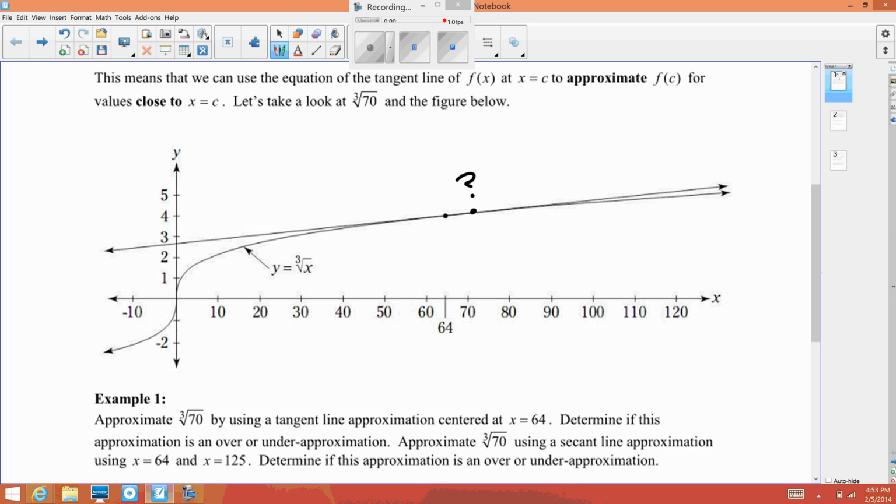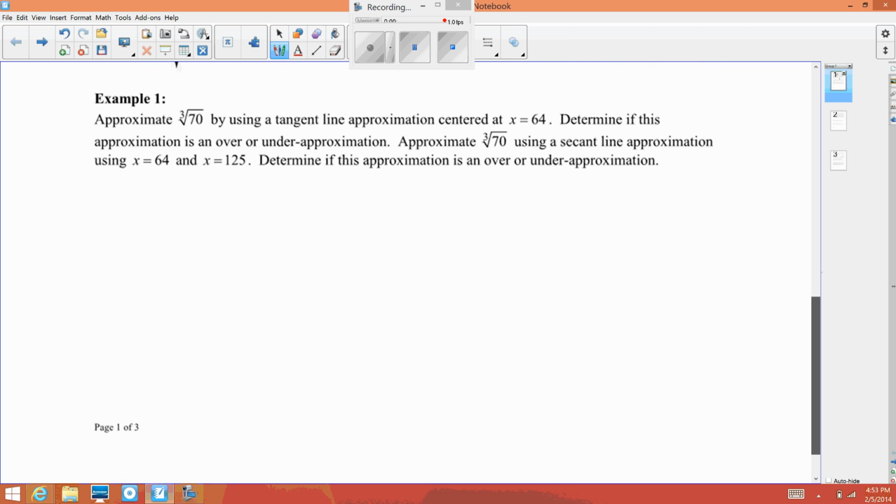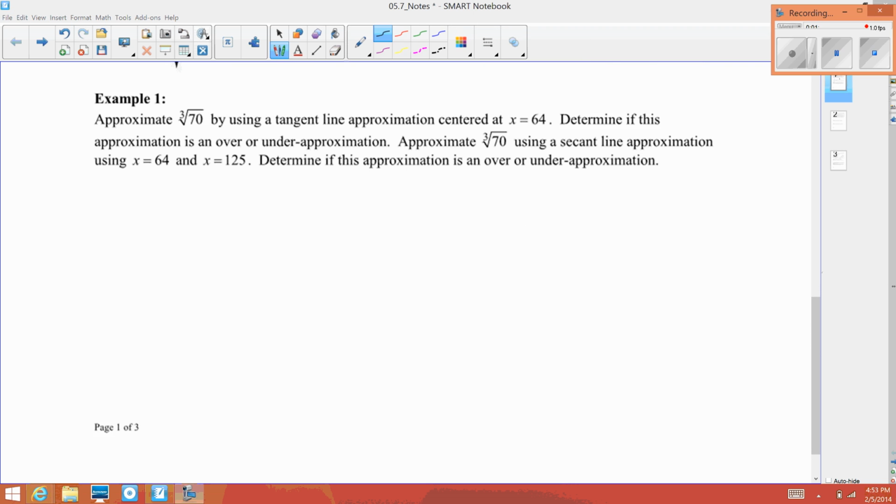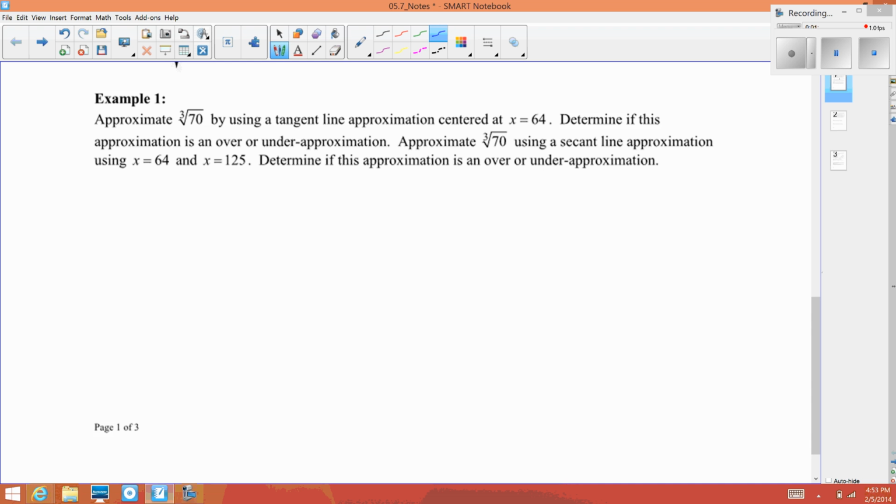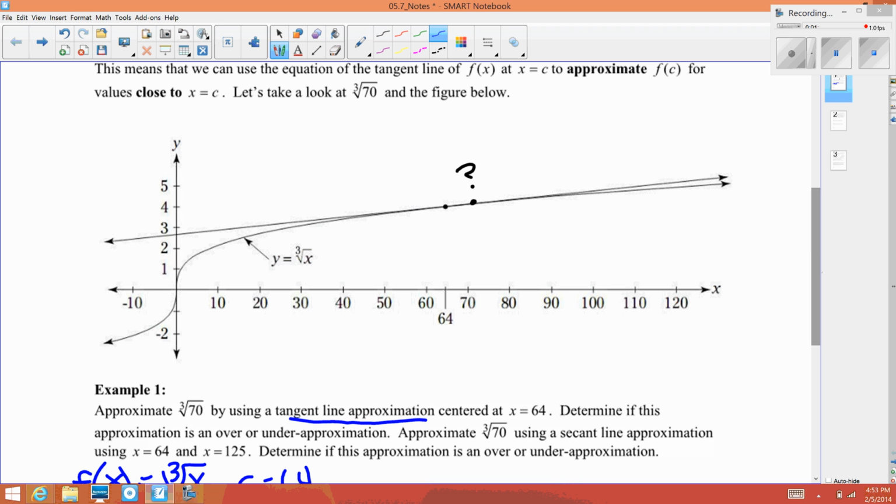All right, and so what we do, like example one, let's get a color here. All right, why not blue? All right, so we need a tangent line approximation. So in order to have a tangent line approximation, we need a tangent line. So we're talking about using a cube root function, and our center is 64. All right, so right at that point, we're focusing on that tangent line that's coming across right there.